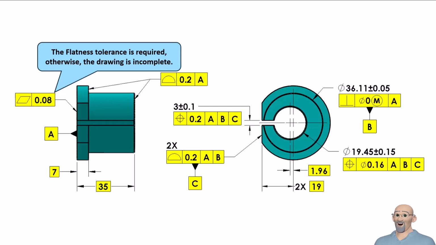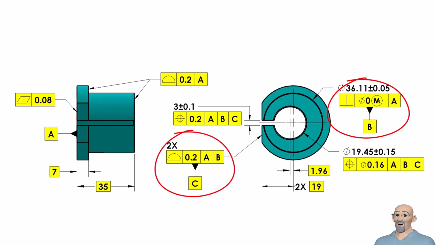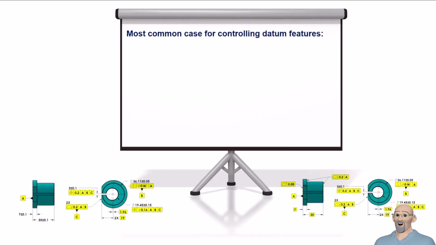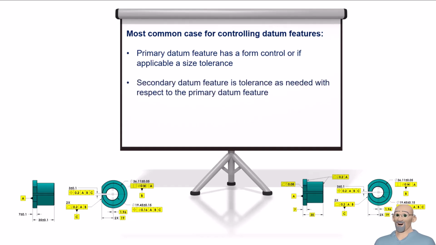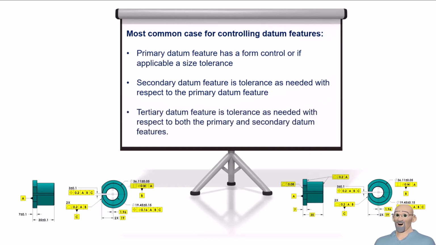The tolerances applied to datum features B and C in the second drawing are the same as specified in the first drawing. Our first two examples show the most common case for controlling datum features when the primary datum feature has a form control or, if applicable, a size tolerance, which also controls the form due to rule number 1. The secondary datum feature is toleranced as needed, including a control of orientation or location with respect to the primary datum feature. And finally, the tertiary datum feature is toleranced as needed, including a control of orientation or location with respect to both the primary and secondary datum features. The configuration of the datum features on a given part will determine whether orientation or, instead, location tolerances must be applied to the secondary and tertiary datum features.